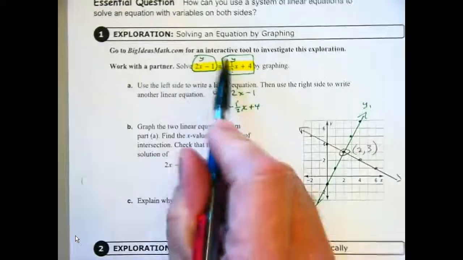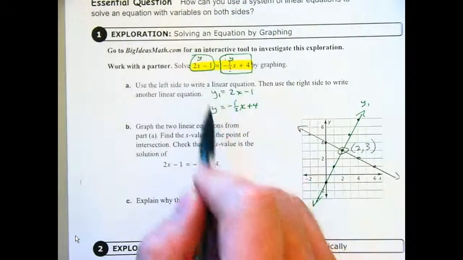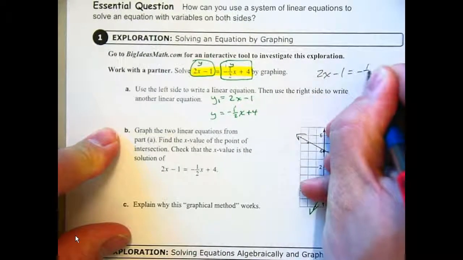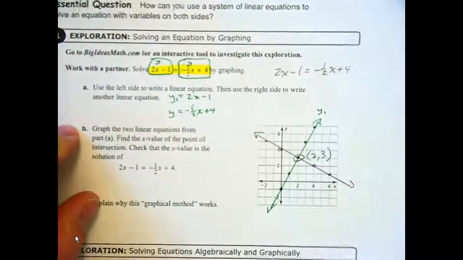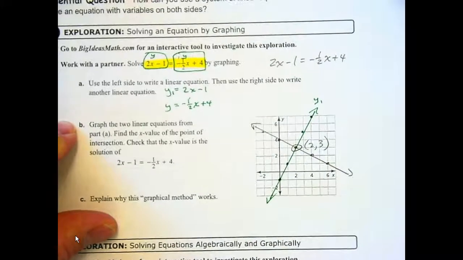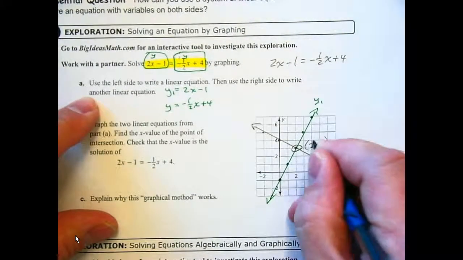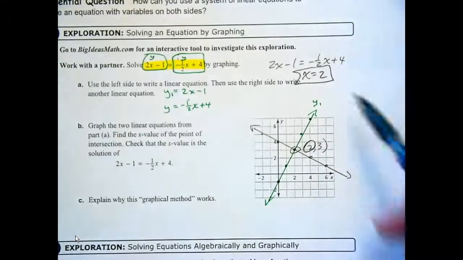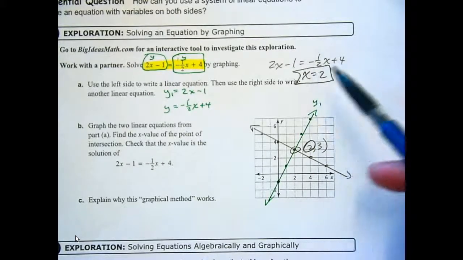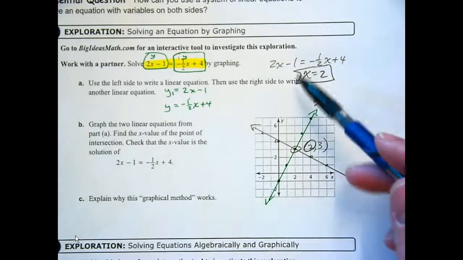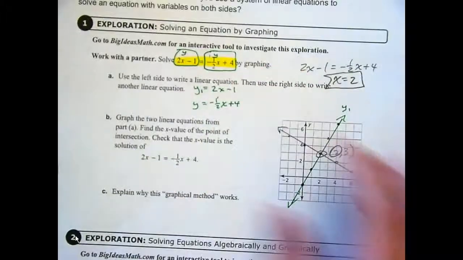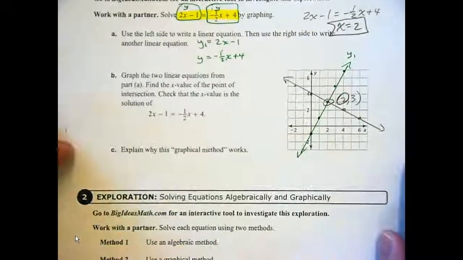Now, what are we solving for, x or y? If I just gave you this equation, 2x minus 1 equals negative 1/2 x plus 4, what are we solving for, x or y? X. So which value here do I want, x or y? I want x. X equals 2. Now you could obviously check that by plugging it in. You could also solve it like we did back in chapter 1, but hey, it works out, right? The graphical method works there. It works because each side has to be equal to each other.